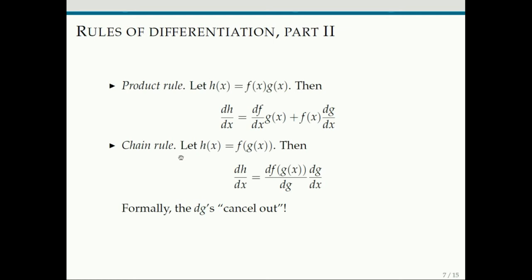The chain rule applies when you have a composition of two functions. So if h is f composed with g, then the derivative of h with respect to x is the derivative of f with respect to g times the derivative of g with respect to x. So formally speaking, you can actually just cross out these dg's so they cancel out. Of course, that's just a formal trick. You can't actually do that, but it helps you remember what the chain rule is. Let's see if we can actually apply this to a real problem.